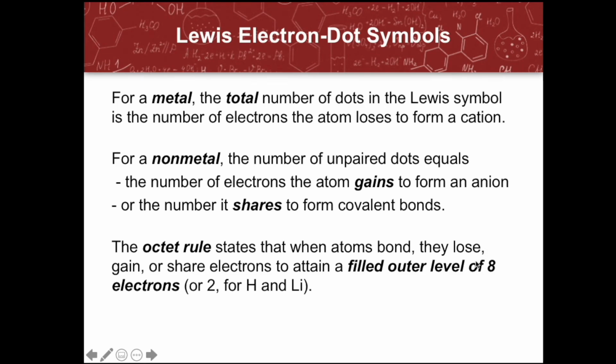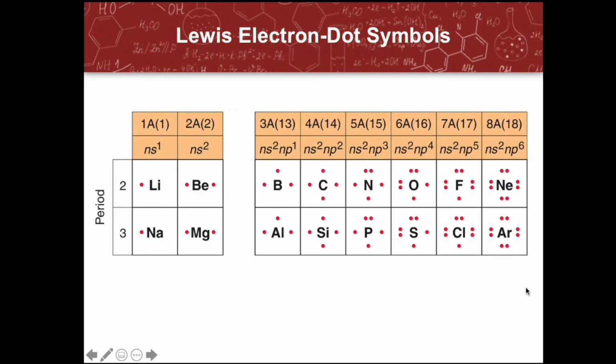As I have said earlier, the octet rule will be followed here, which states that when atoms bond, they lose, gain, or share electrons to attain a filled outer level of 8 electrons. Here are a few examples of the Lewis symbols of the elements from the second and third periods. So we use the Lewis electron dot symbol for main group atoms.